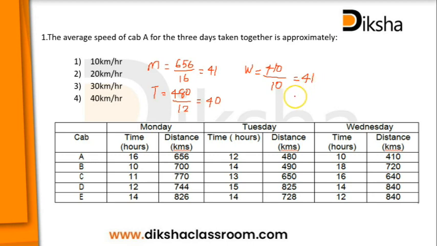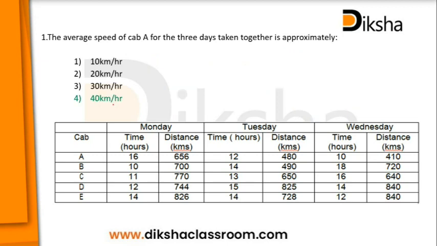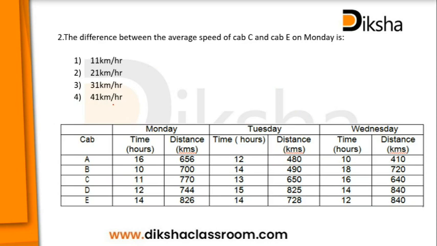So the average speed will be 40 plus 41 plus 41 by 3. That gives you almost 40.6. So the question is approximately, so the answer will be the fourth option, 40 km per hour. Here we have found the individual speeds on 3 different days, then found the average. So the answer is 40 km per hour. Moving to the second question.